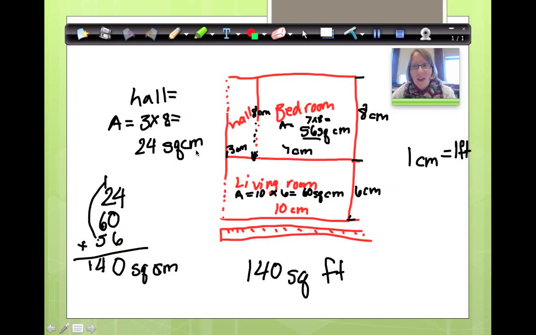All right, use your ruler to find out the different lengths of the rooms on your homework to figure out which areas go with it. So once you find the sides, then you can find your areas. Work.